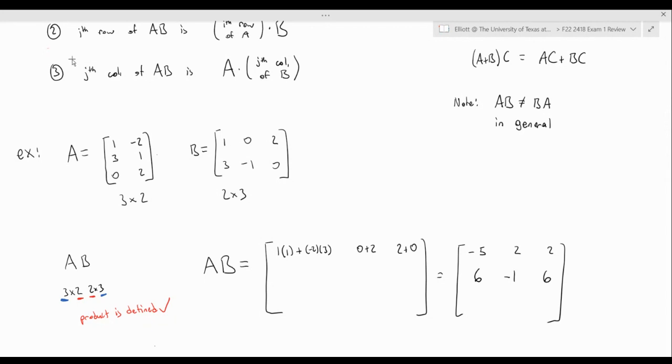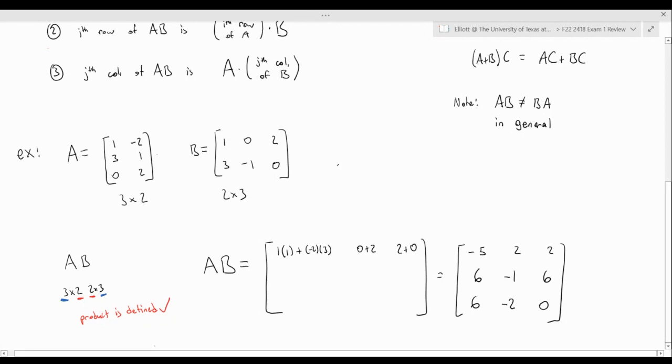Then lastly, you're going to take the last row of A times each of the columns within B. So we're going to take 0 times 1 plus 2 times 3. That's going to give us another 6. There's a lot of 6s here. Next, we'll do 0 times 0 plus 2 times -1. That's -2. And lastly, we'll take 0 times 2 plus 2 times 0, that gets us 0.